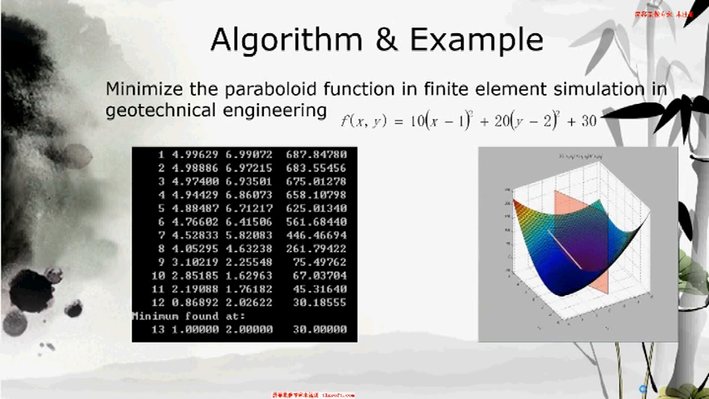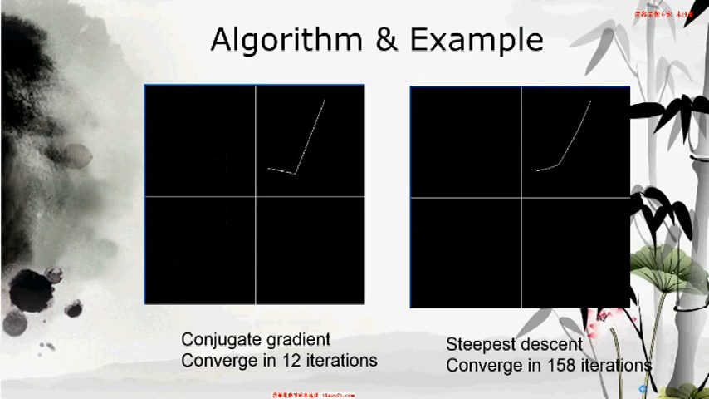Okay. In this example, we also apply the steepest descent algorithm to compare these two methods. You can see the conjugate gradient method converges in only 12 iterations. However, the steepest descent method converges in 158 iterations. You can see the difference very obviously. The conjugate gradient method is really more effective.